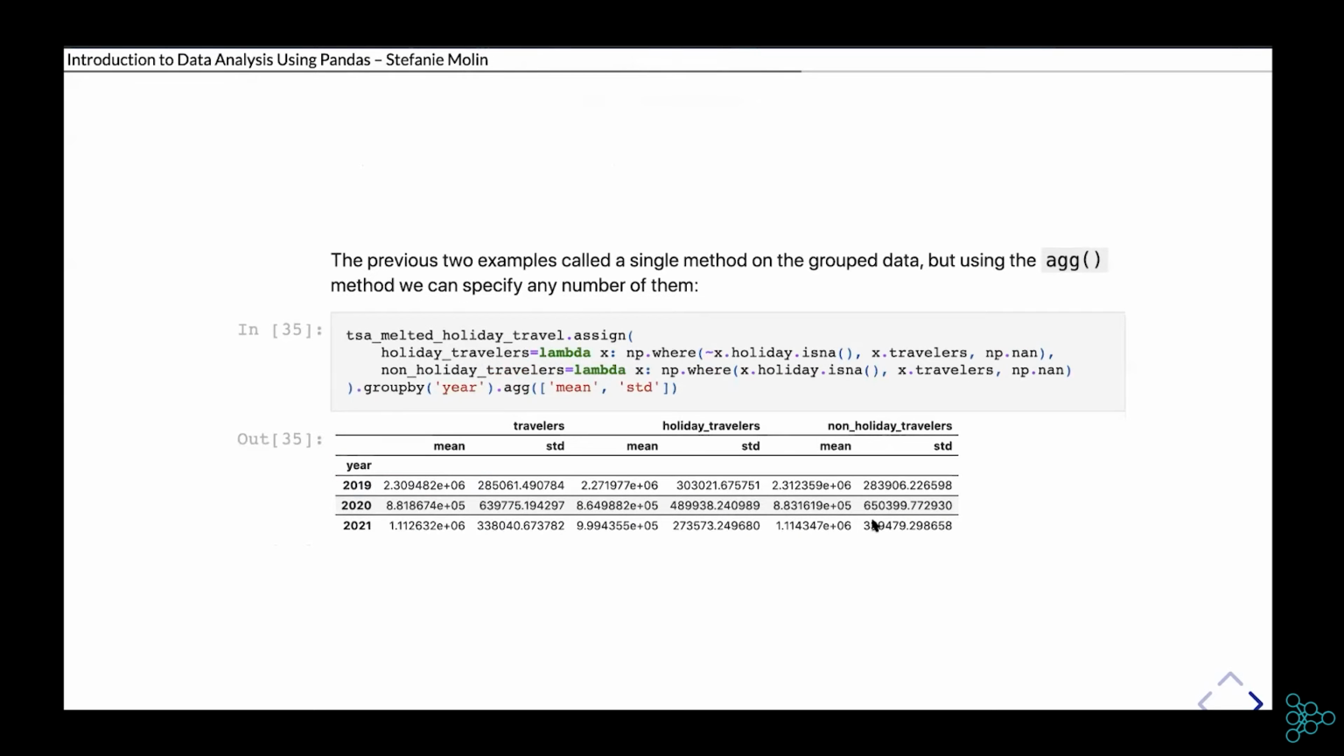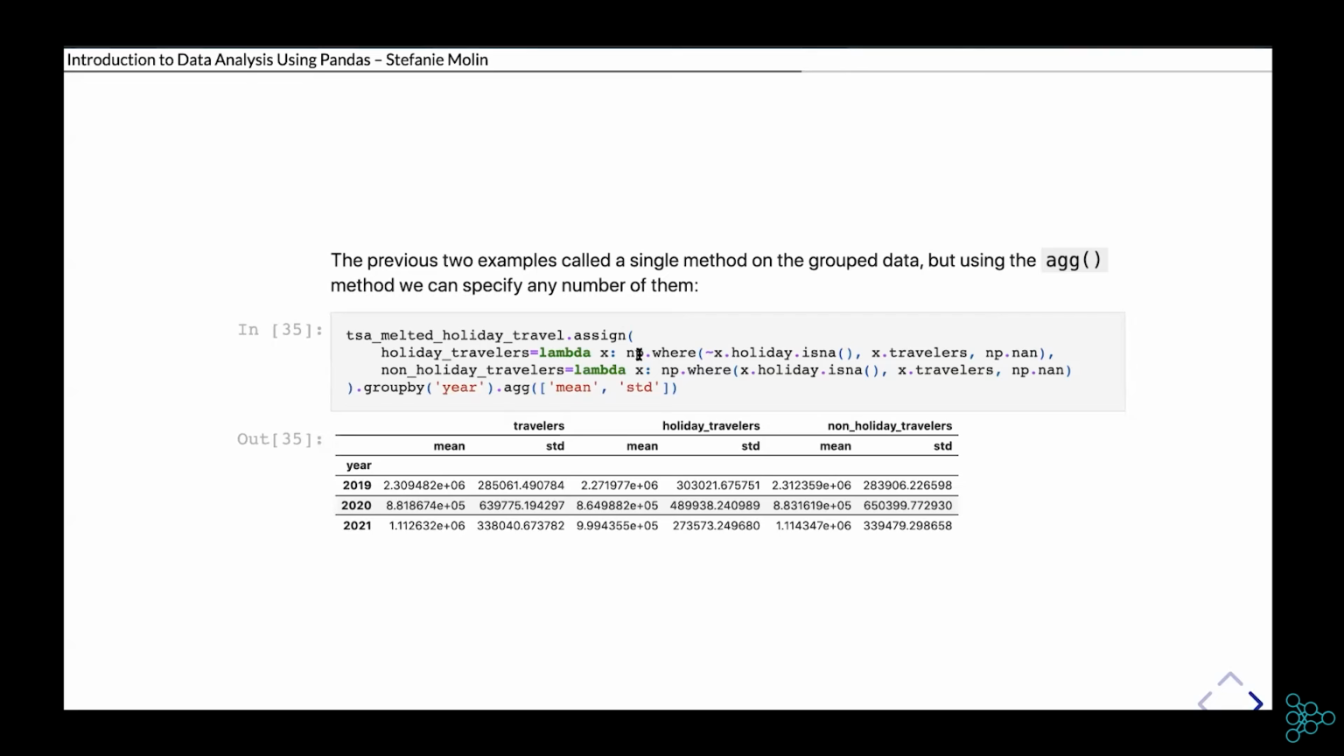But in both of those previous 2 examples, we were calling a single method on that group's data. If we want to call multiple ones, we can switch to using the agg method. And this will allow us to specify any number of aggregations we want to perform. So here we're still using assign, and now we're going to create two new columns. One is going to be the holiday traveler count, and the other one is going to be the non-holiday traveler count. This way we'll be able to do some aggregations on those different subsets.